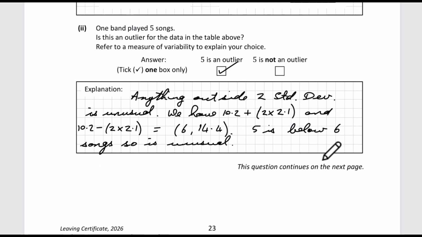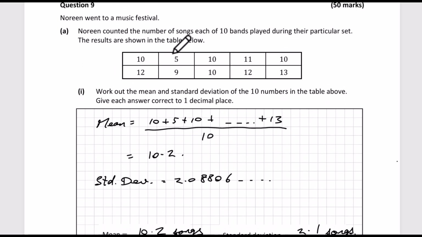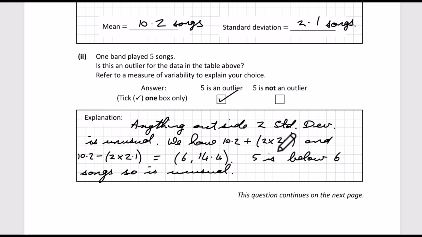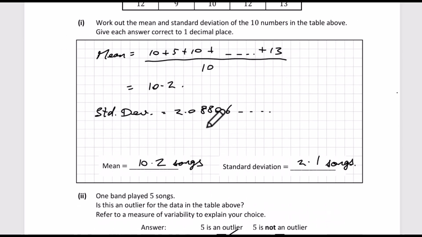One band played 5 songs. We can see that up here. This band here only played 5 songs. Is this an outlier for the data in the table above? Refer to a measure of variability to explain your choice. Okay, so it is an outlier. You can see it anyway because most of the data are between 9 and 13 and 5 is very low.